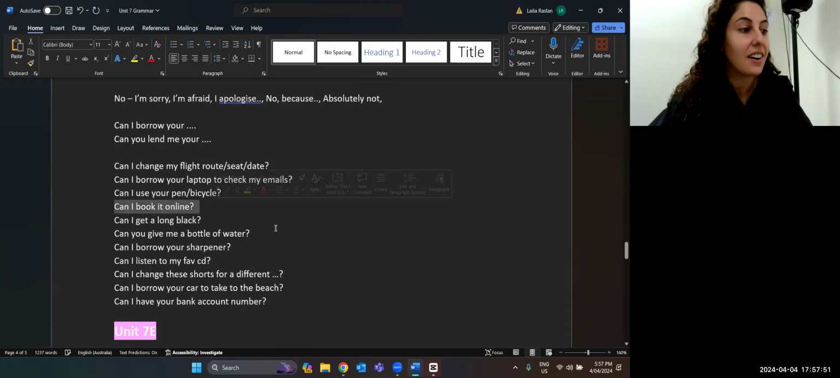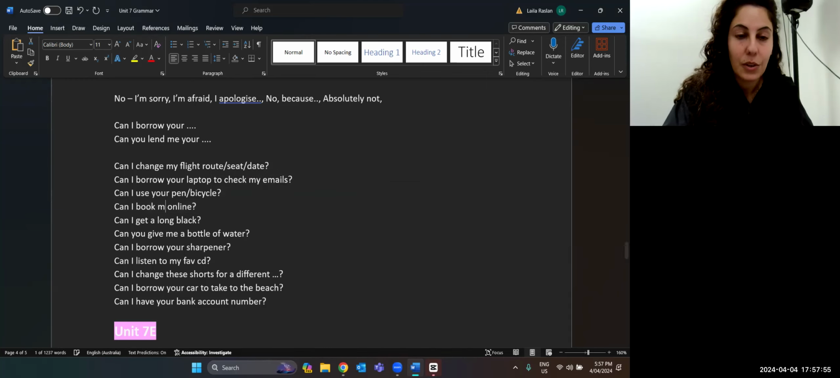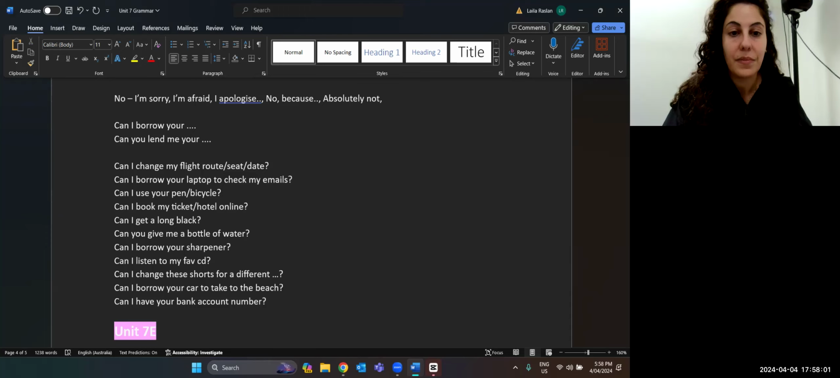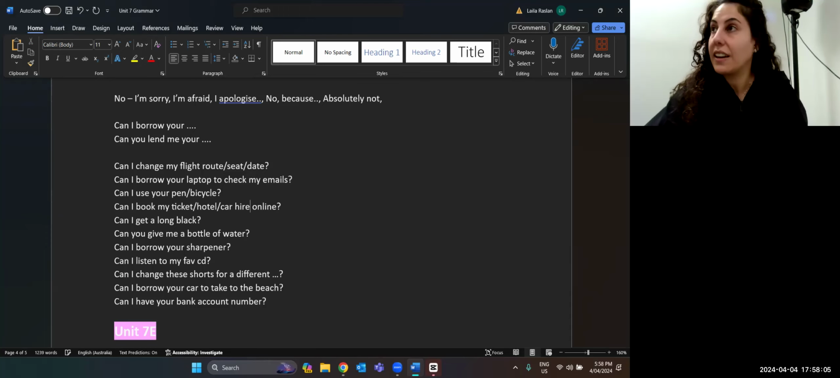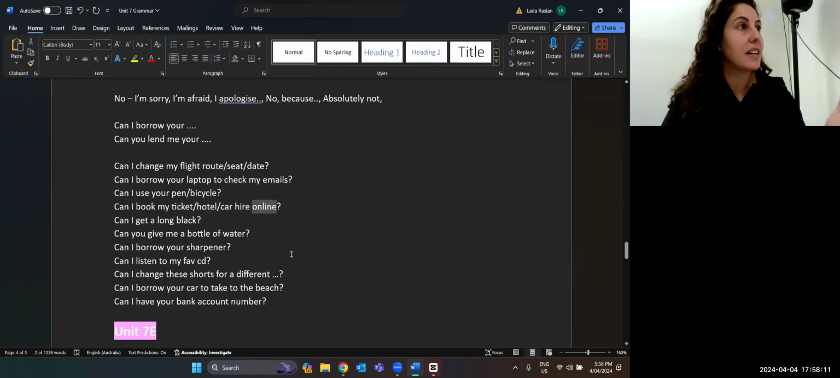Can I book it online? Okay, can I book my ticket? We don't know what could be. Could I book my ticket? Can I book my hotel online? Can I book my car hire? Maybe you need to rent a car. So can I book whatever it is online? Sometimes we need to ask that because sometimes it's cheaper to book online, or sometimes that's the only option.